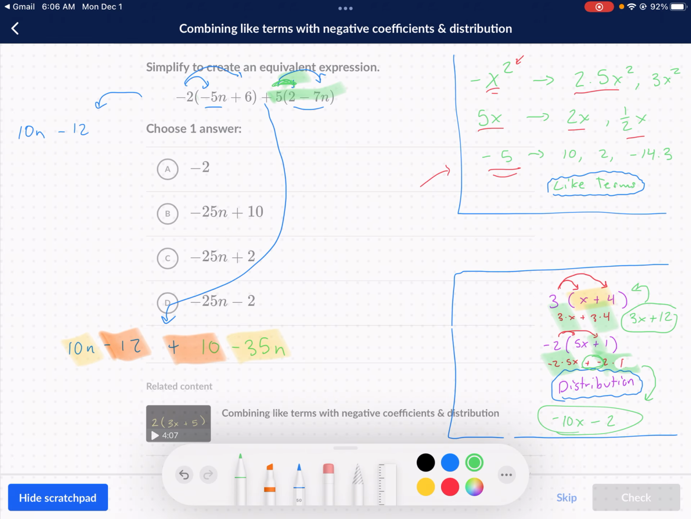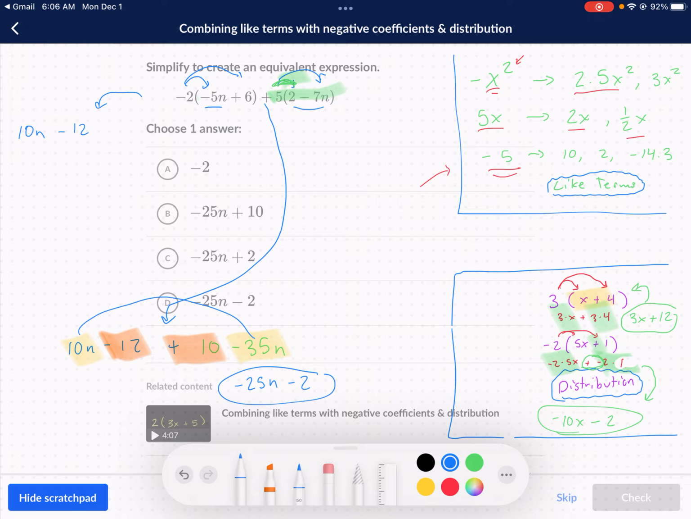Those are my other like terms. Those are the constants. And those are like terms. So now I can combine what I can combine here. So the 10n and the -35n, let me start with that. I have 10n minus 35n, that gives me -25n, and then a -12 plus 10 gives me -2.